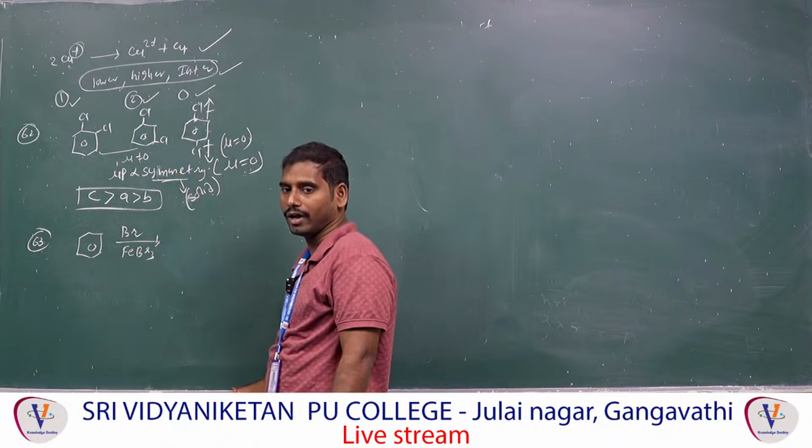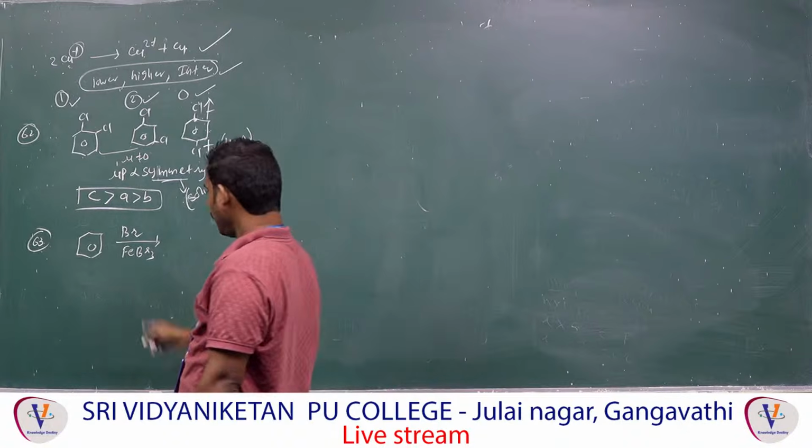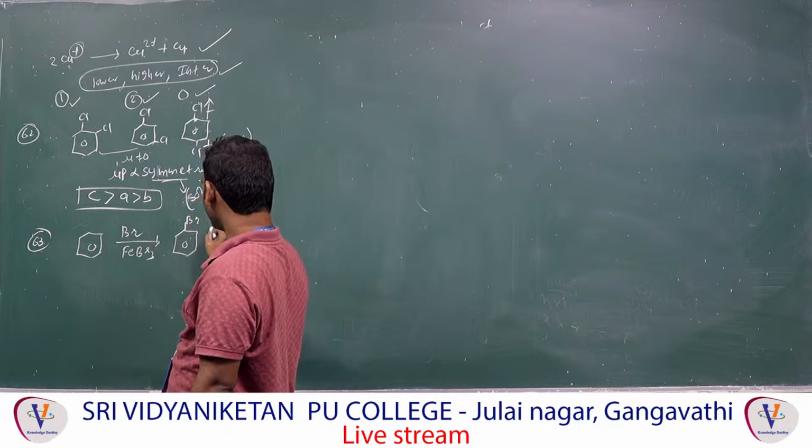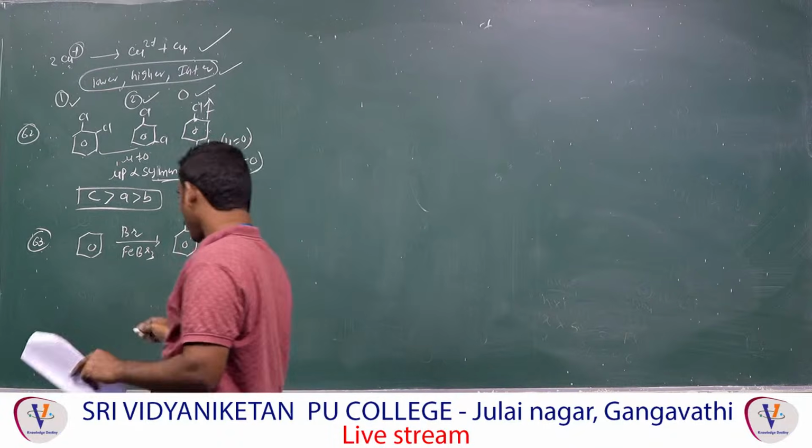Benzene and benzene derivatives undergo electrophilic substitution reaction. Electrophile is Br, then what can I get? Bromobenzene. Now second case, observe now.